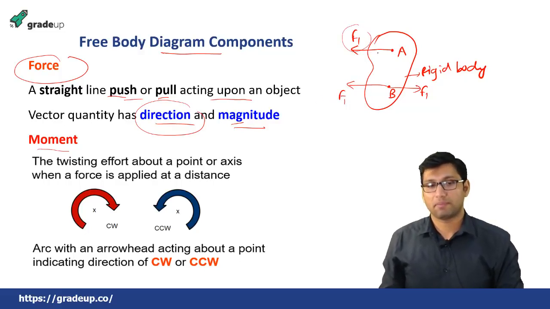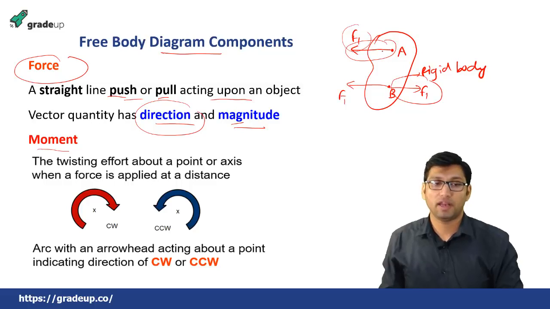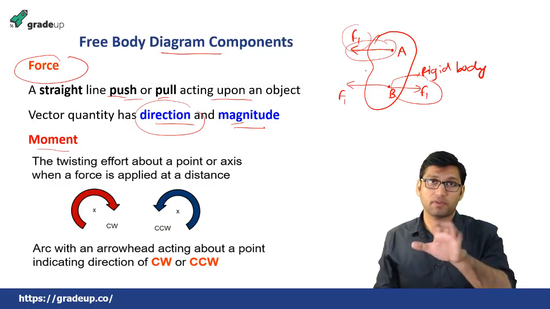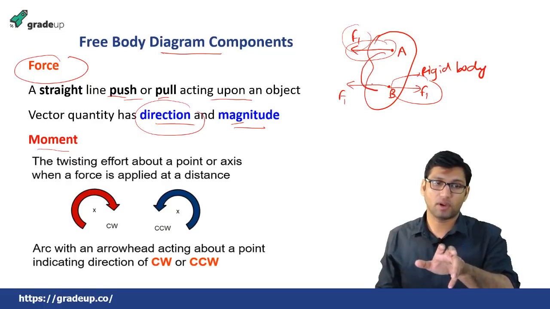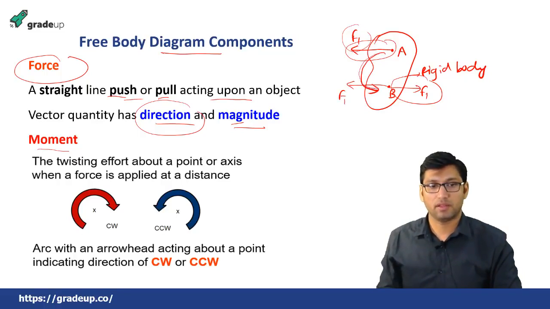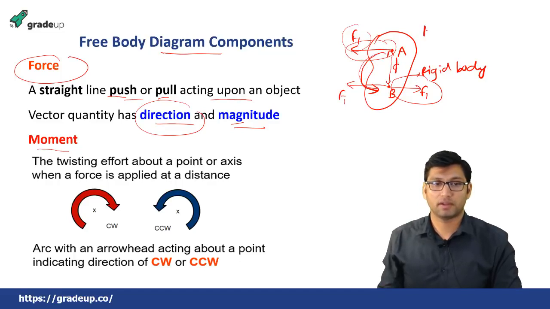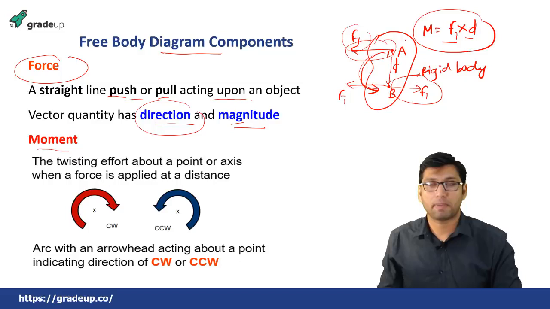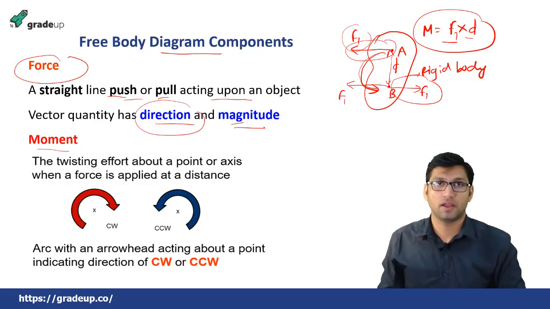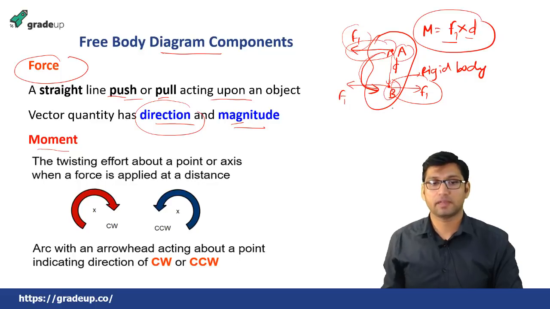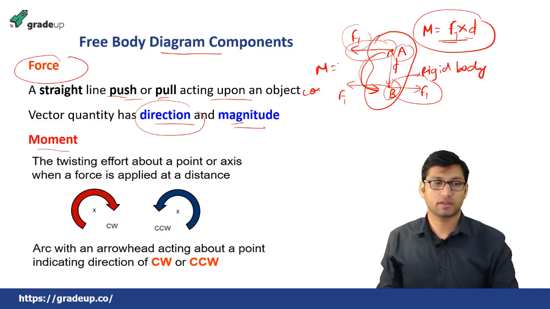Now what will happen? These equal and opposite forces at points A and B will offer a moment. This moment will try to rotate this rigid body about these points. Suppose the perpendicular distance between the lines of action of the forces at points A and B is d. So this moment will be equal to F1 into d, where F1 is the force and d is the perpendicular distance between the lines of action of the forces. This moment is also called a couple.